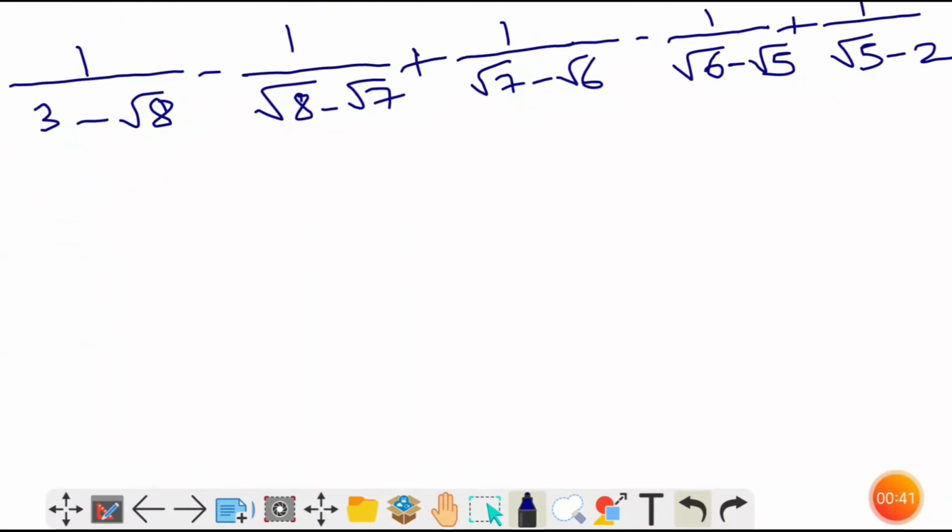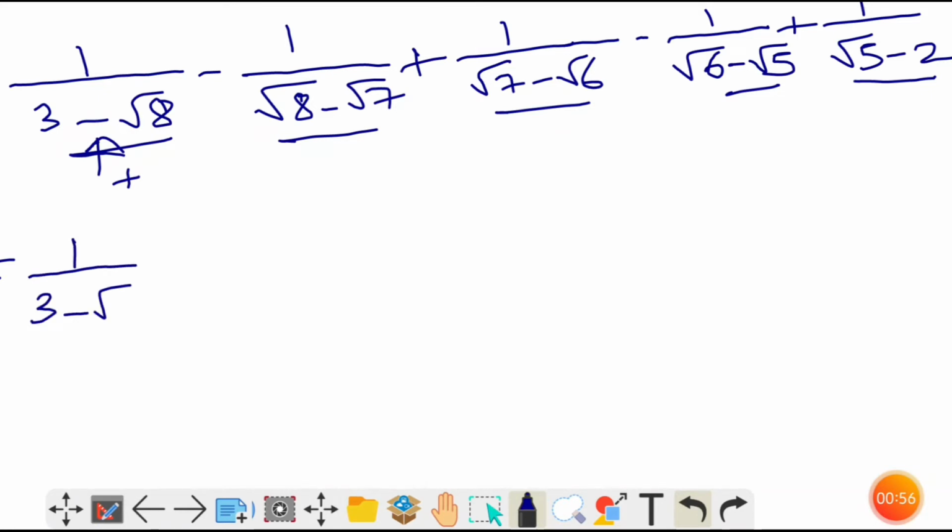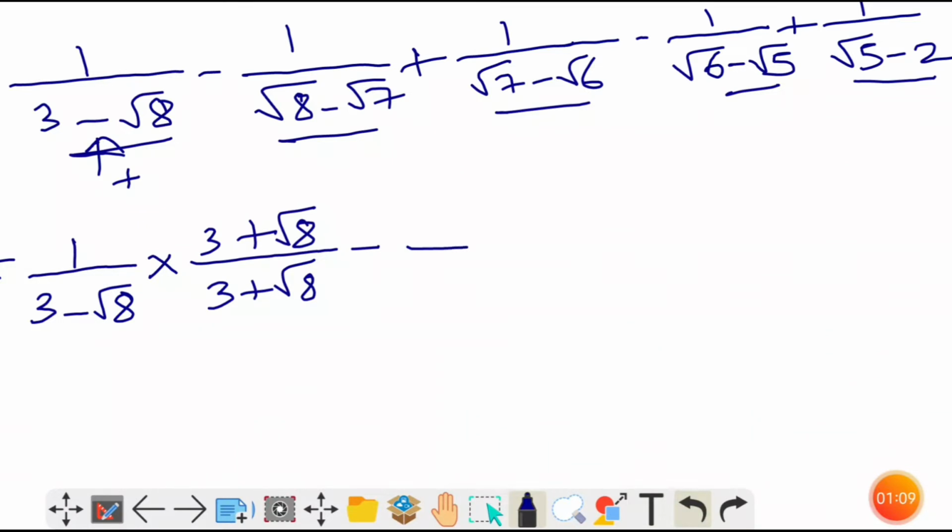Now again, since we have root in the denominator, we have to rationalize all the numbers. So for rationalizing, we'll take the opposite sign, that is plus. So we'll write 1 by 3 minus root 8 into, rationalizing factor will be in positive sign, that is 3 plus root 8 upon 3 plus root 8. In the same way, we'll rationalize all the numbers taking their opposite sign.